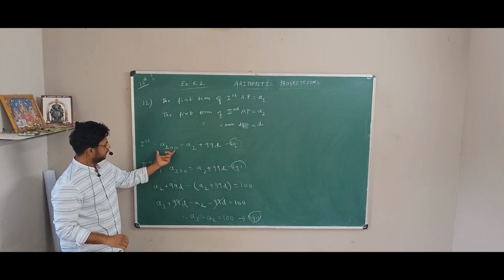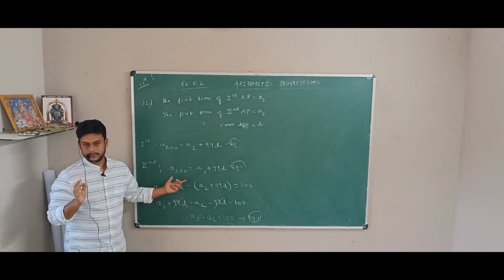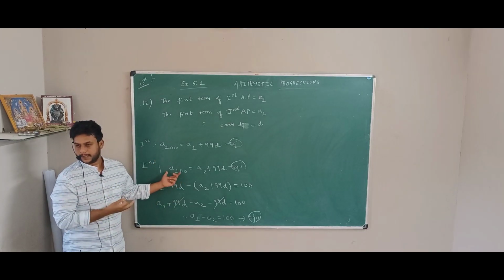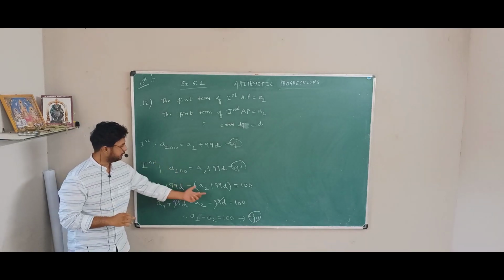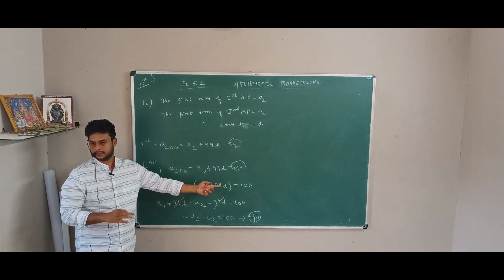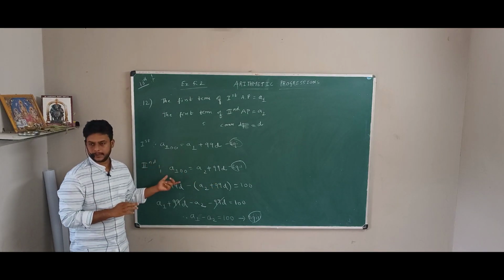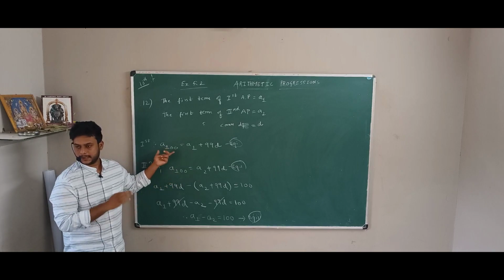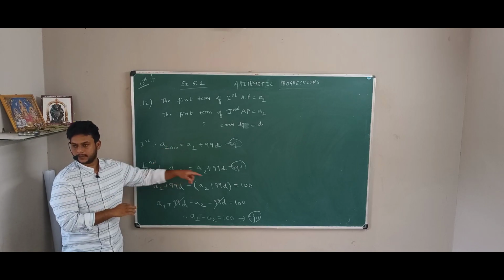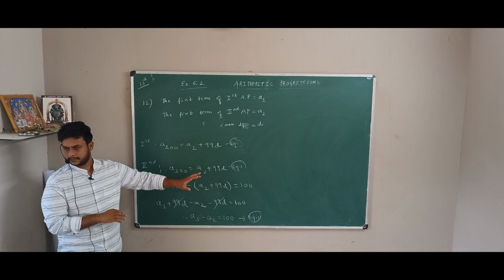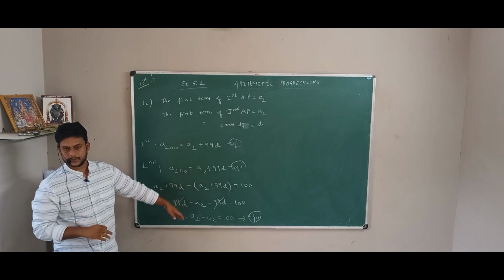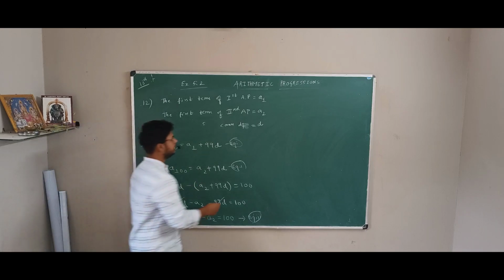If you want to write long, you can write like this: A100 minus A100. Again, you will get confused, so I didn't write that. If I write A100 minus A100 is equal to 100, it will not make sense. This is the first AP's A100, this is the second AP's A100. So first AP's A100 minus second AP's A100 is equal to how much? 100. Understood? Understood till here? Okay, next.